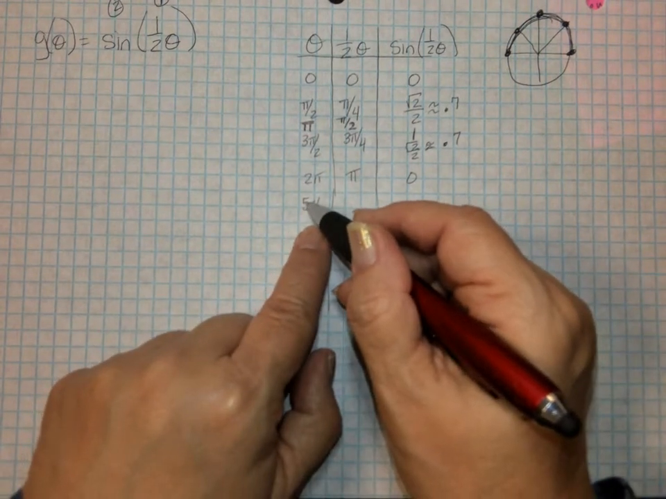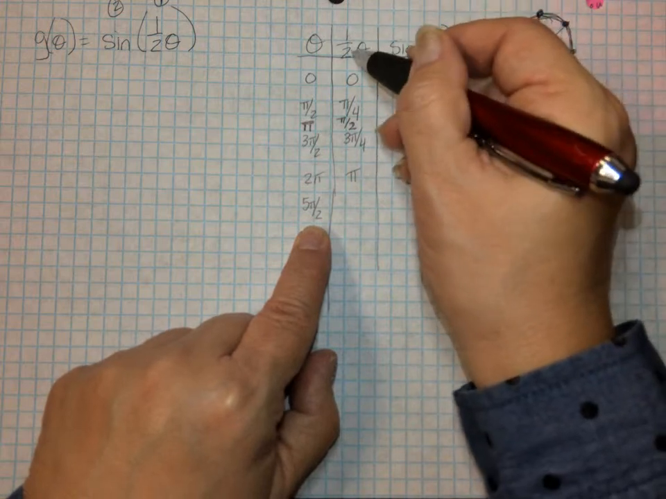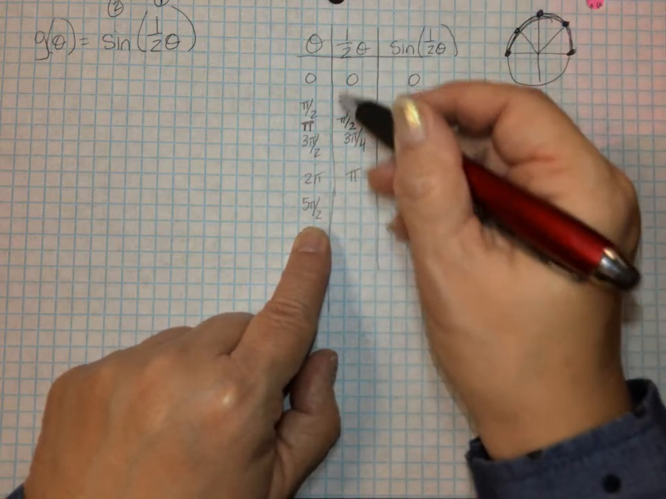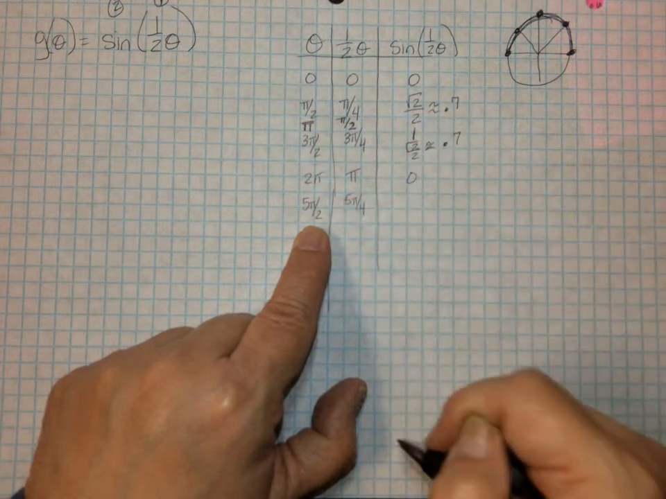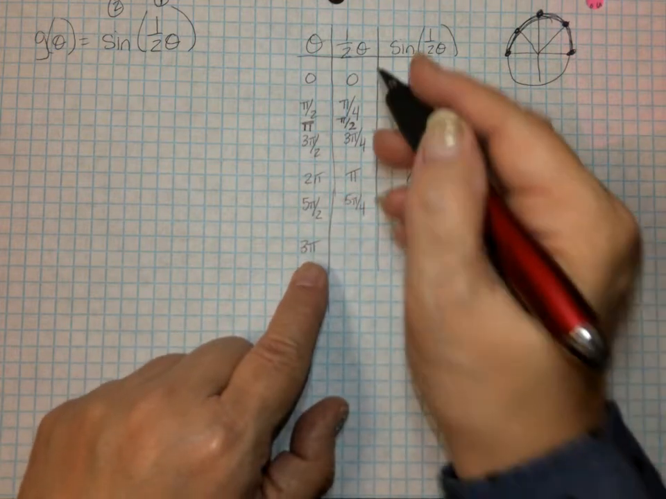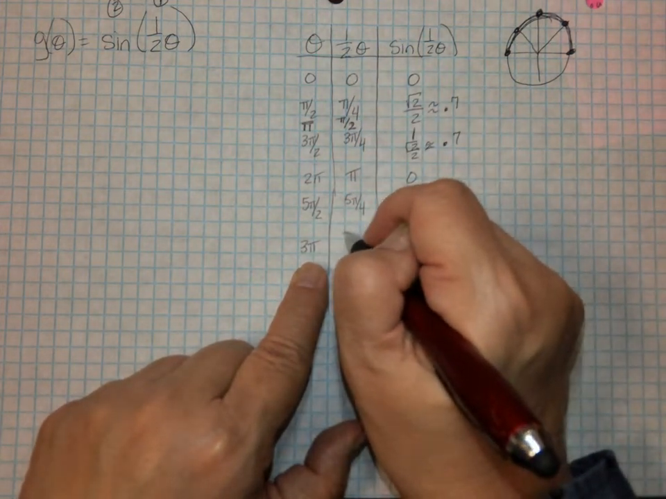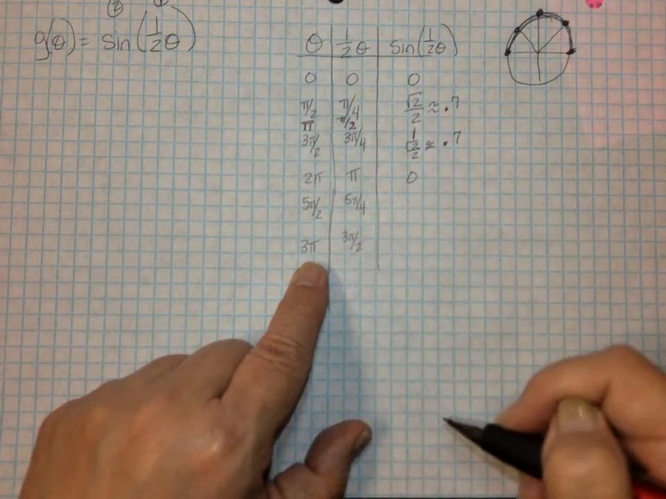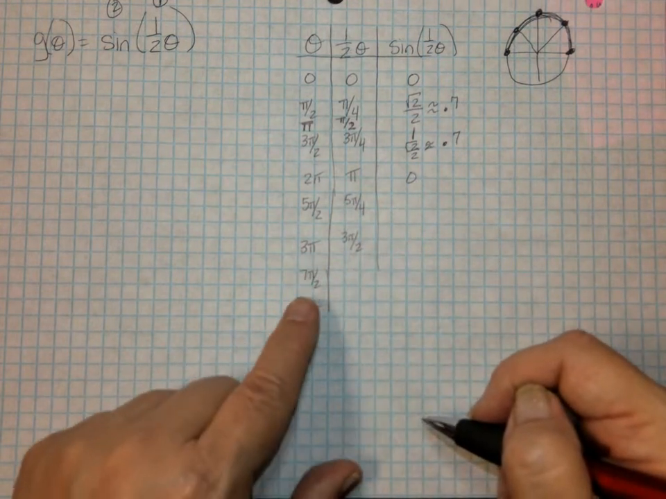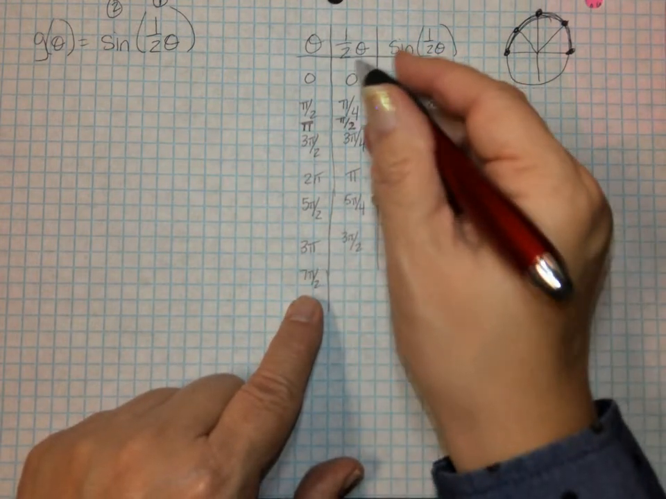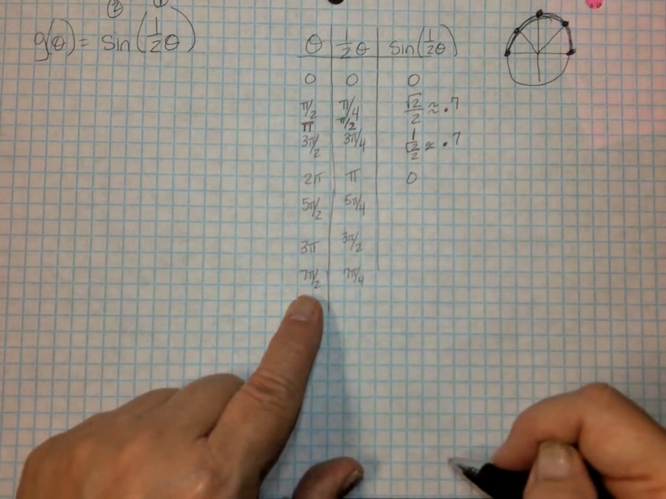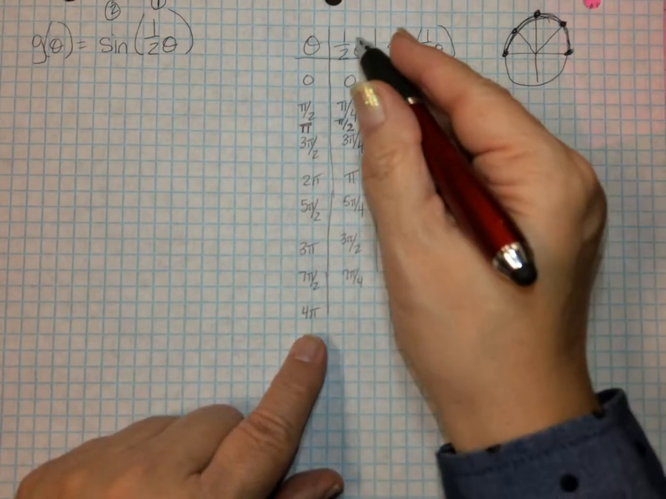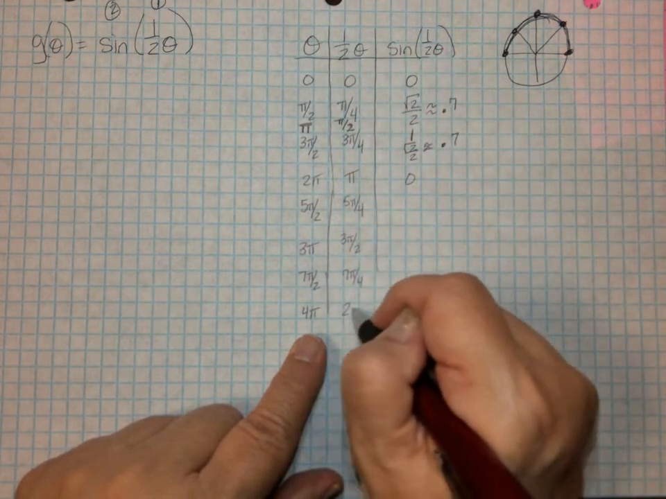Alright, so if I'm at 5 pi over 2 and I multiply it by a half, again, I'm multiplying my denominators. That's 5 pi over 4. 3 pi times a half, 3 pi over 2. 7 pi over 2 times a half, 7 pi over 4. 4 pi times a half, 2 pi.